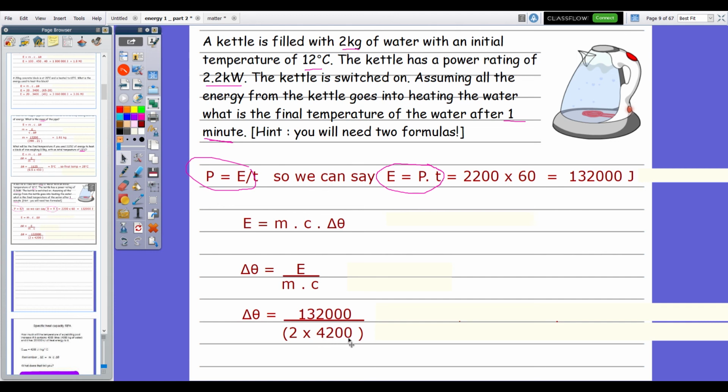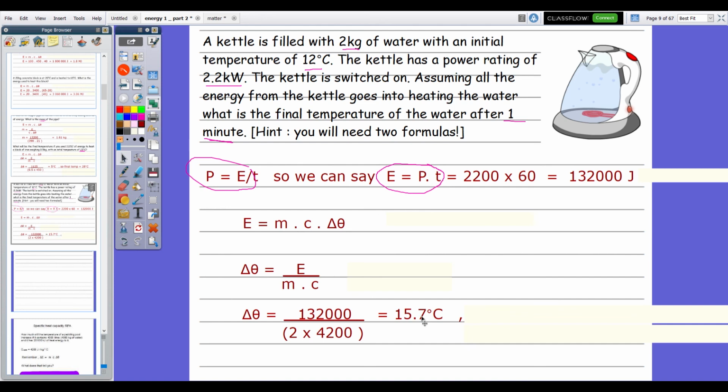You might start to remember that's the specific heat capacity of water. It's a good number to remember, because it actually does come up quite a lot. It's probably the most common material that you'll work with when you're talking about specific heat capacity. So, if you do that correctly, you'll come up with an answer of 15.7 degrees C.